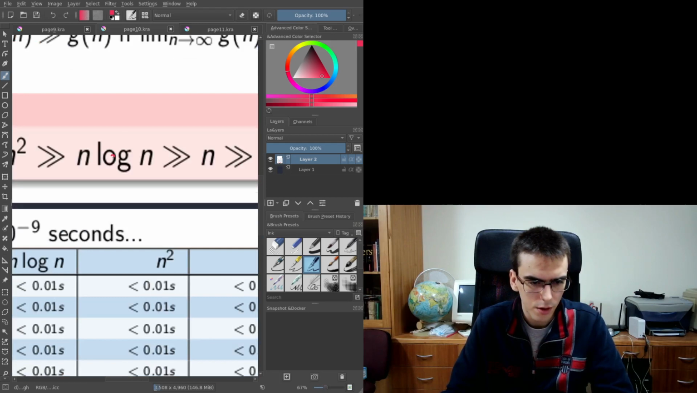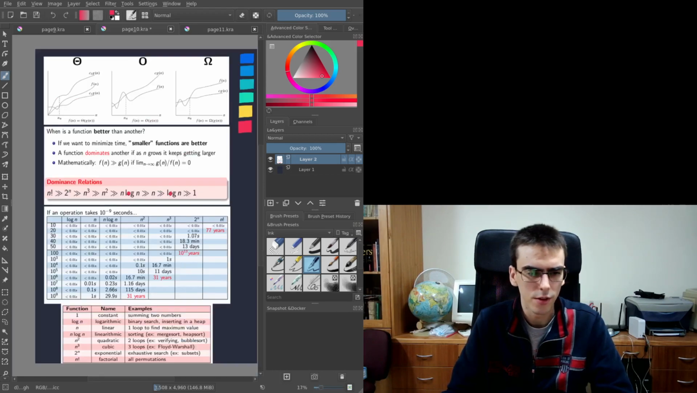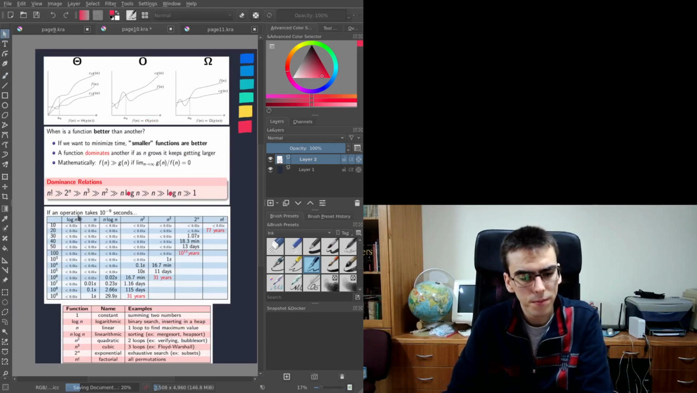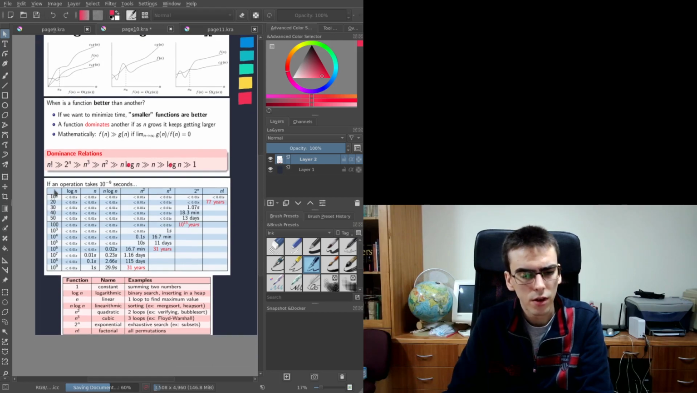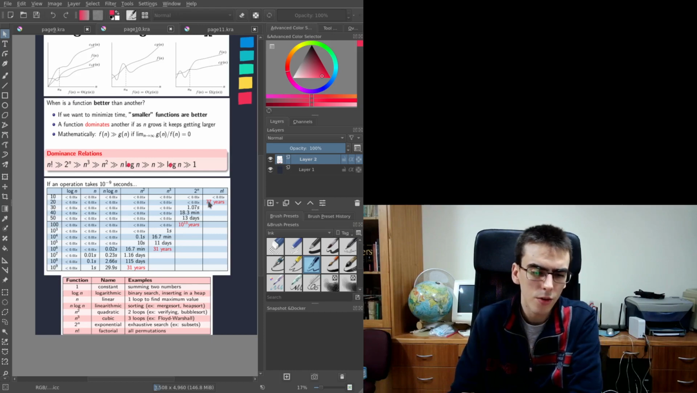Okay, we have been writing lg for base 2 logarithm, so let's keep it consistent at least here. And this table gives you quite a good notion, for a certain input size. This column is the input size. It gives you a good notion of how long it will take as a function of the complexity you are using.